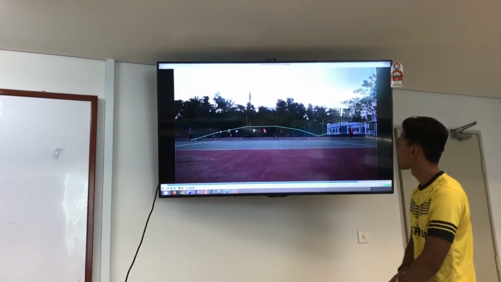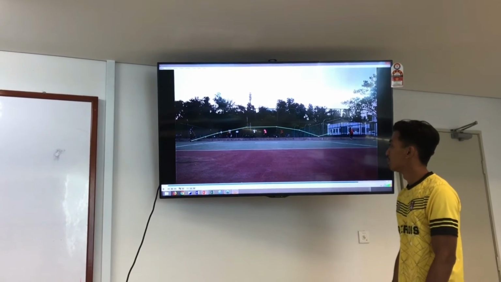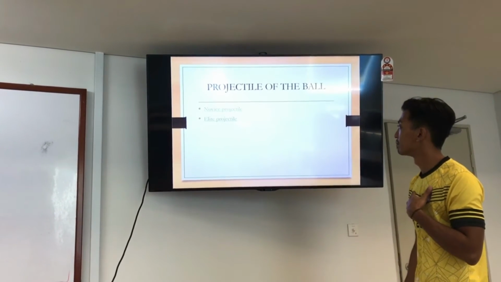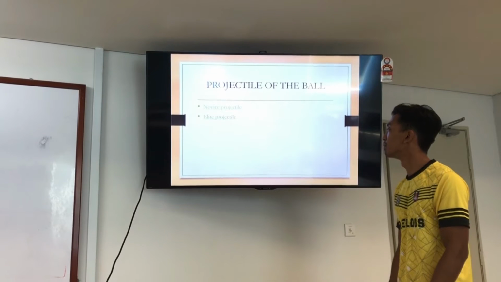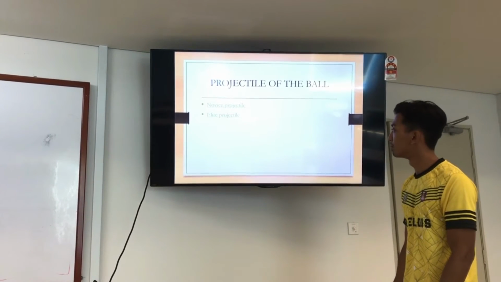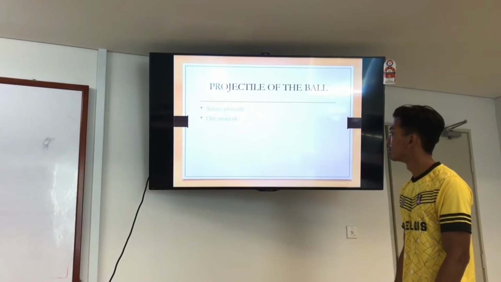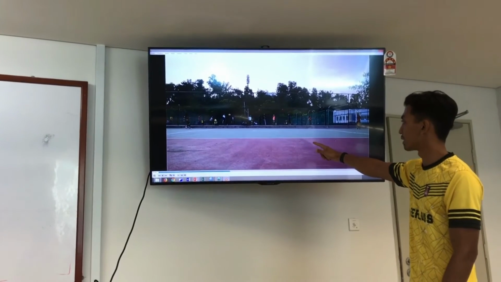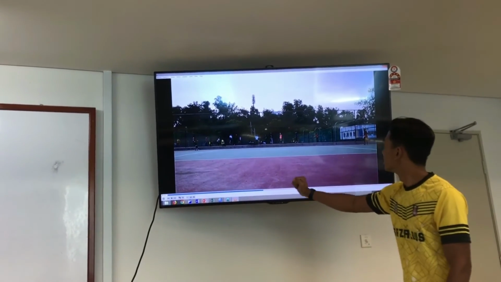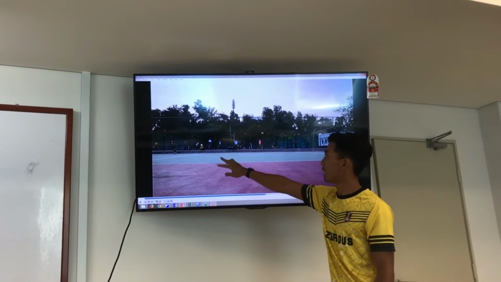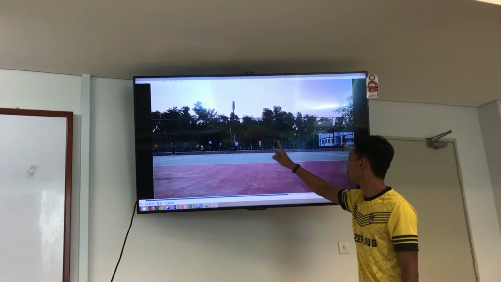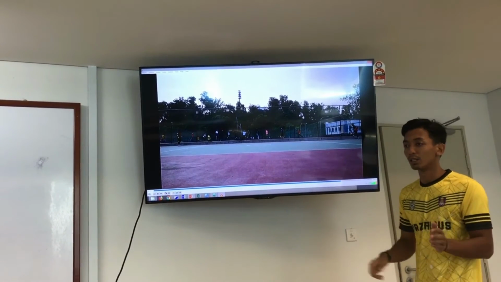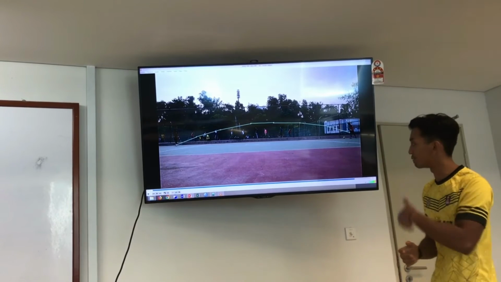Okay, next. We go for the elite player projectile. Okay, this is the elite player projectile. You can see this player, the elite player, gets high enough projectile of the ball to reach the target, so the target did not need to go to another place to receive the ball. Just stay static in one place and receive the ball.